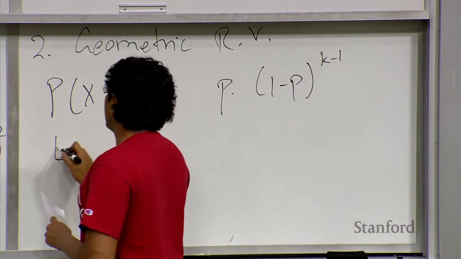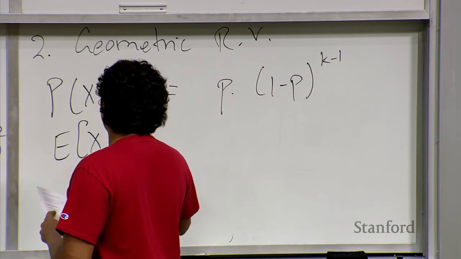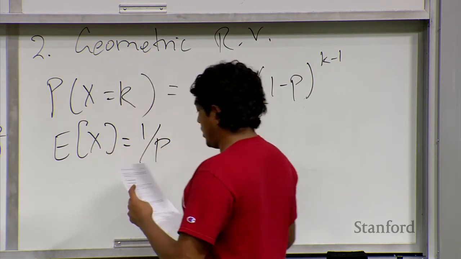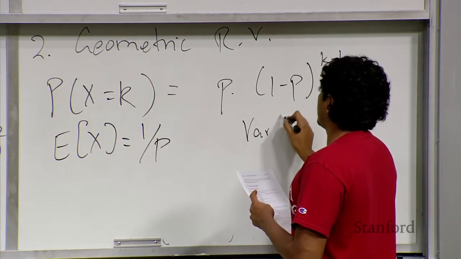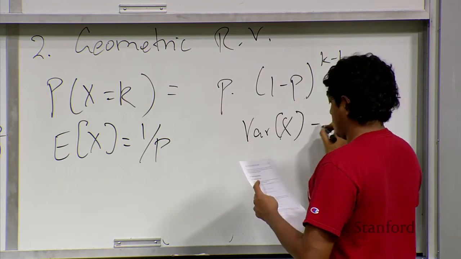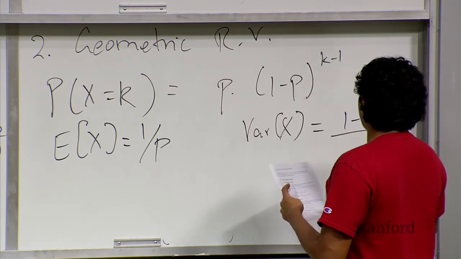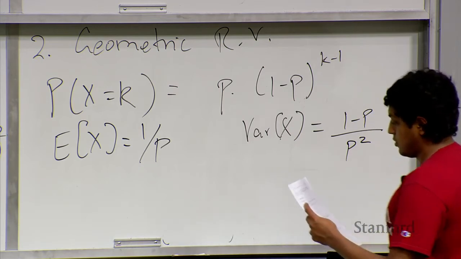Again, for this, we are not going to go over this, but E of x is 1 over p, variance of x is 1 minus p by p squared. Okay.